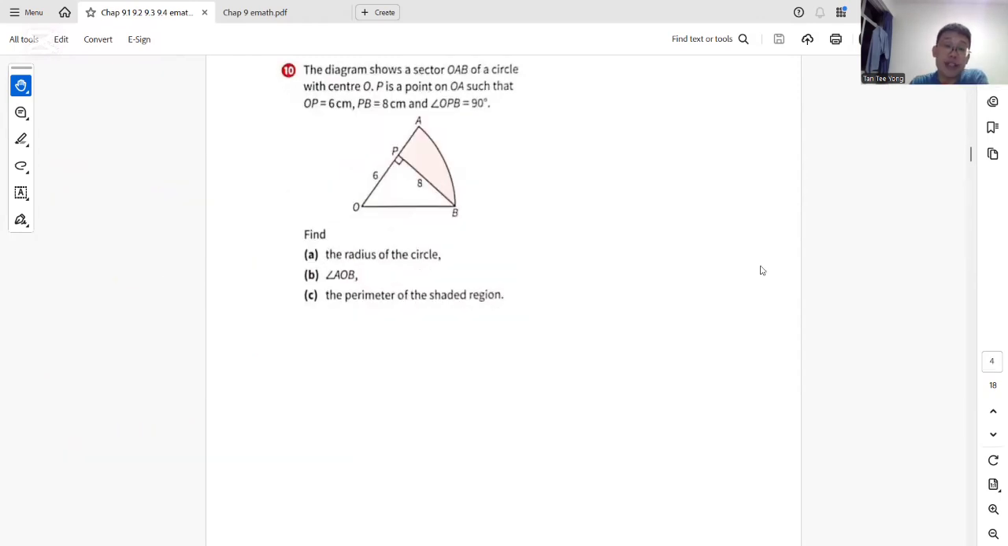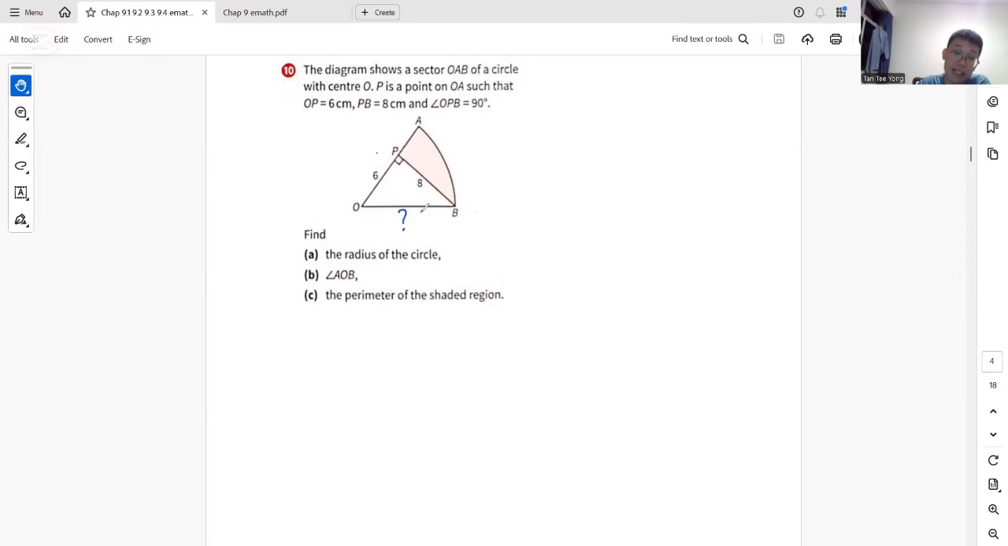Let's do question 10 together. The diagram shows a sector OAB, which is here. It's a sector of a circle with center O, so OA and OB are the radius. P is a point on OA such that OP is 6 and PB is 8. They tell you the angle OPB here is 90 degrees. Part A, find the radius of the circle. The radius is actually here, OA, but if you look closer, I should use OB.